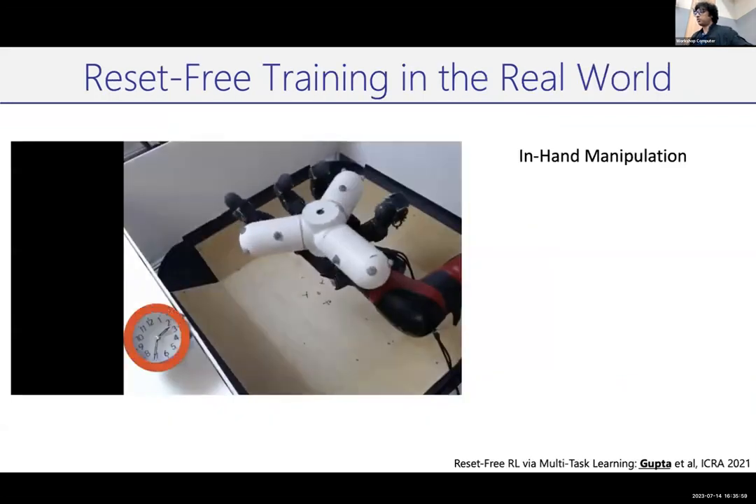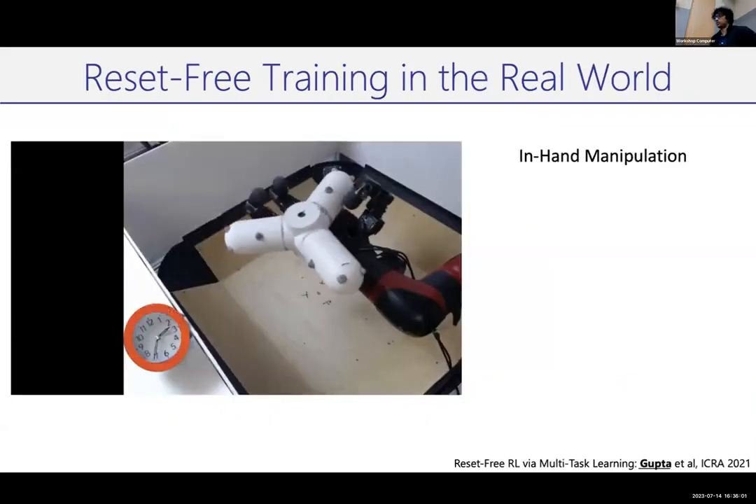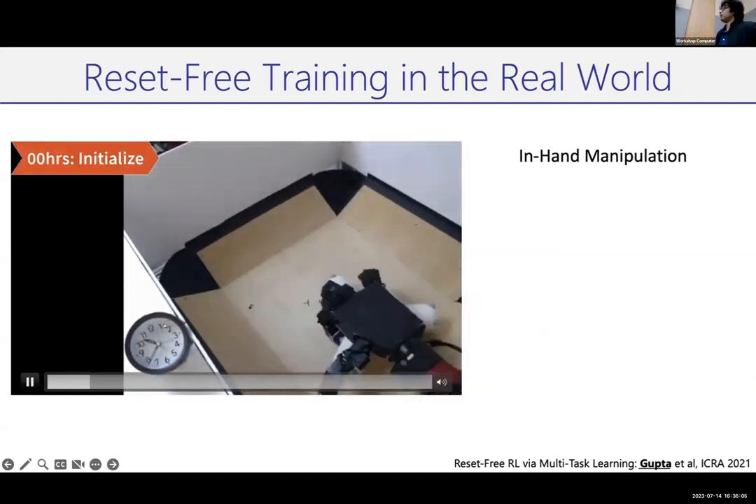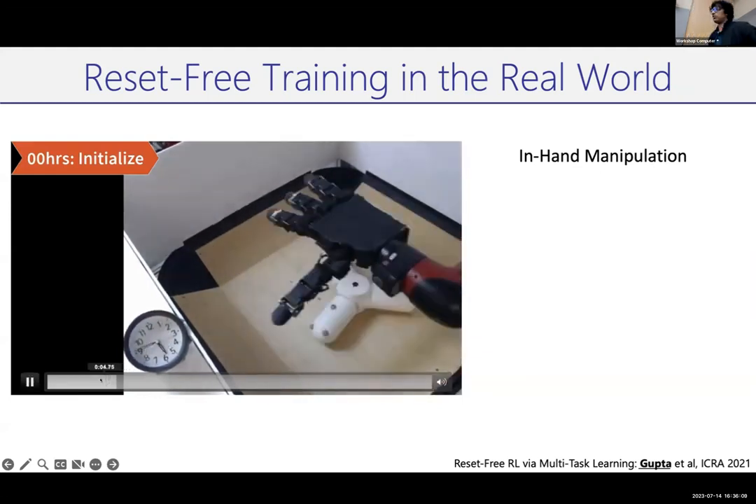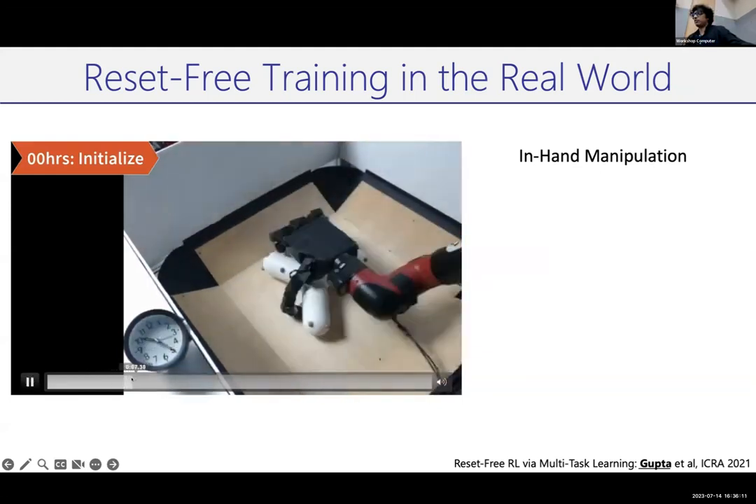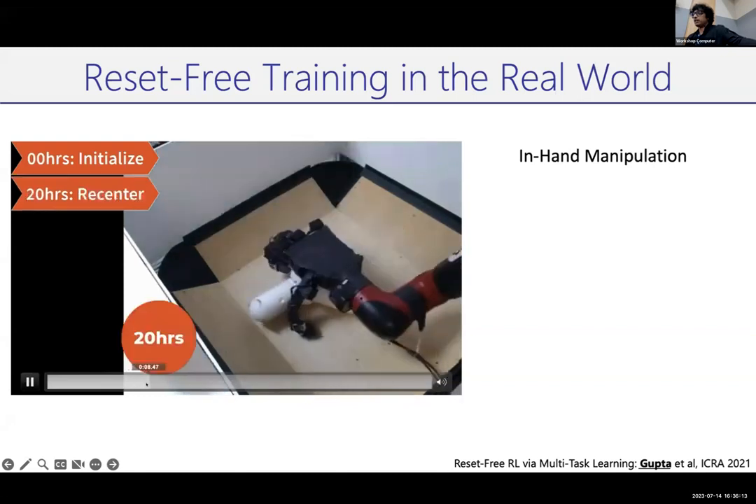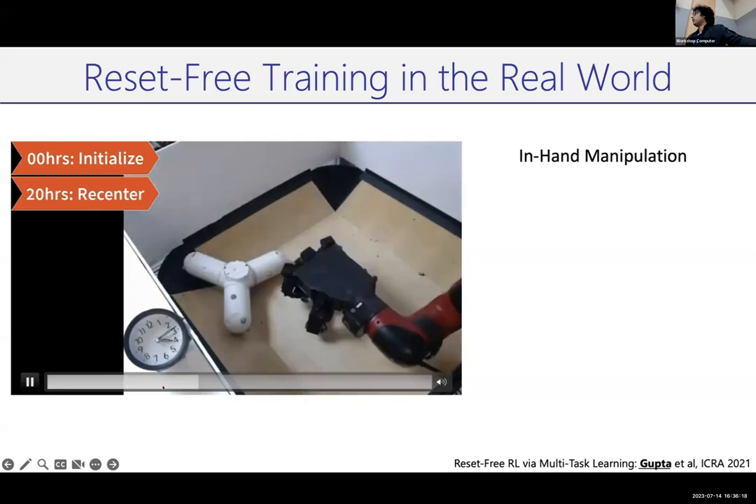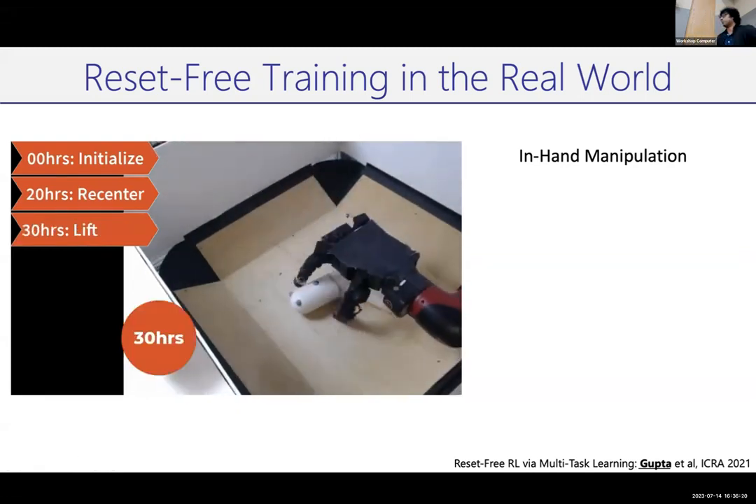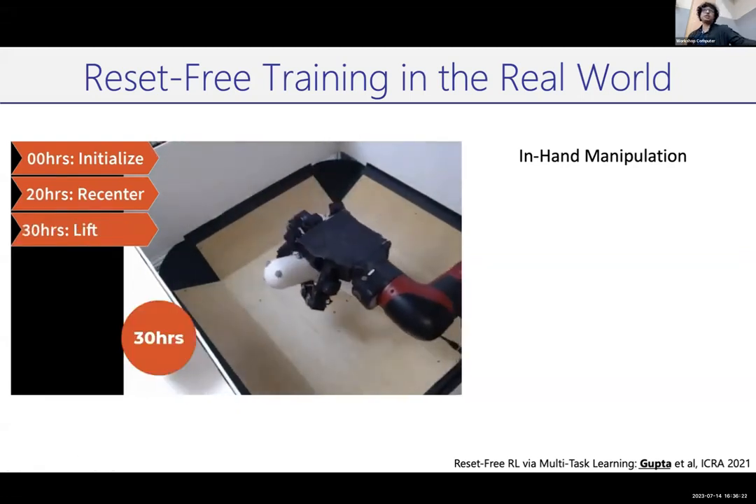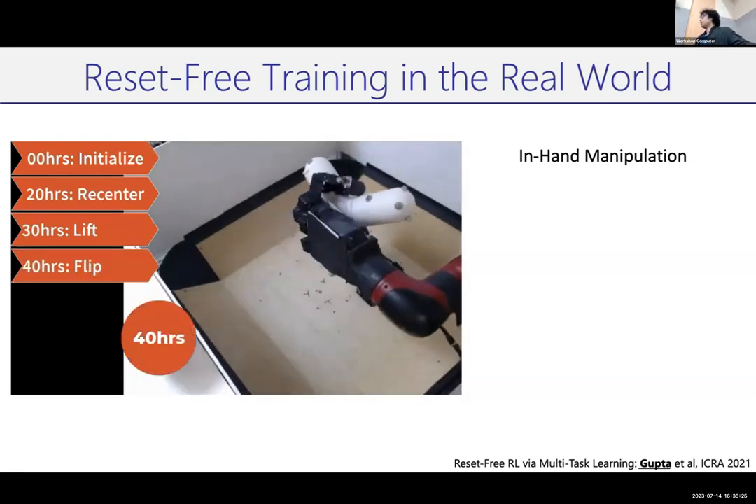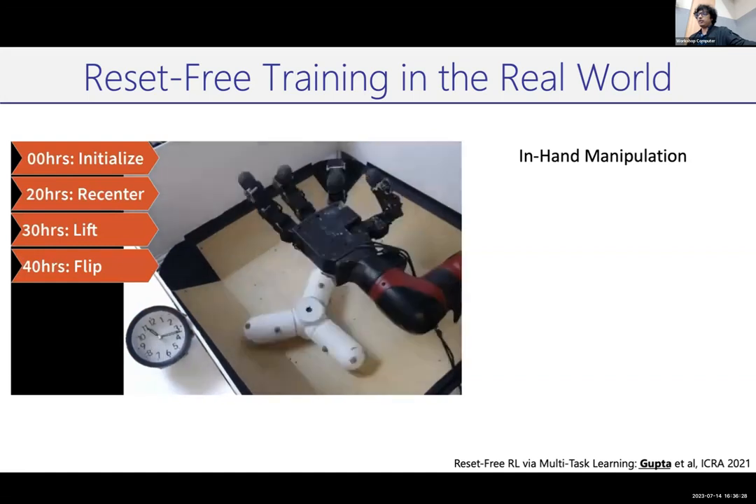Now, when you try to visualize what this looks like in terms of actual training videos, it looks something like this, right? You can just leave the robot running for 50 to 60 hours. At the start, it's just learning how to recenter the object in the middle of the arena, and after a while, it learns how to pick it up. So after 30 hours, it's learning to pick it up, and after it's learned to pick it up, then you can learn to flip it over, and then finally learn in-hand reorientation.